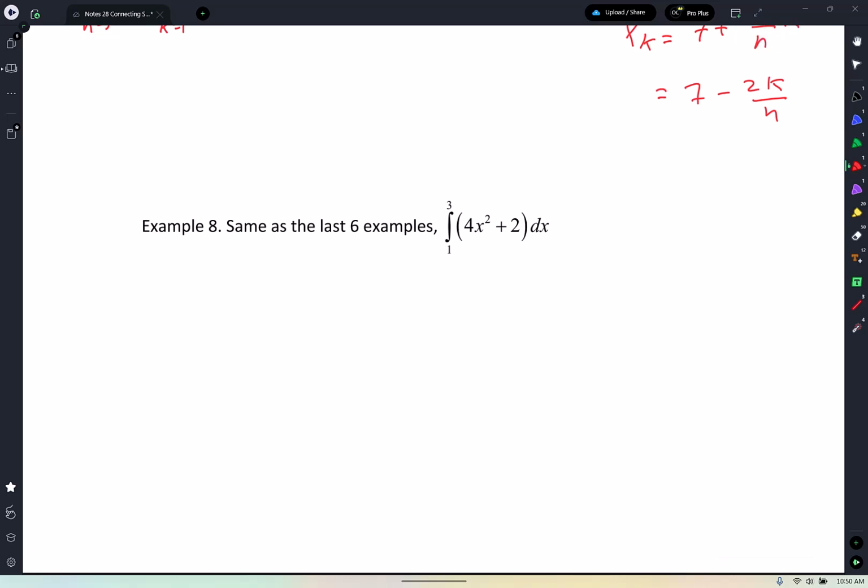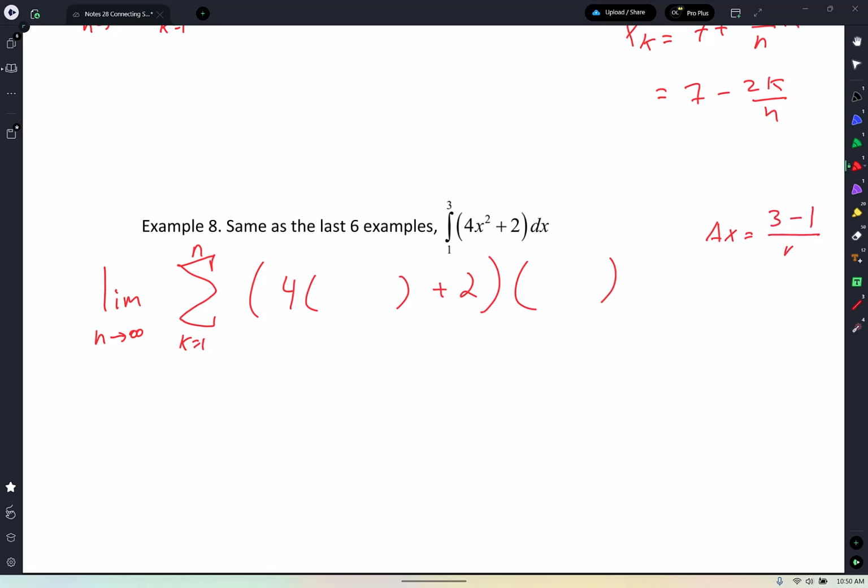Perhaps. All right, limit as n approaches infinity, sigma from k equals 1 all the way to n. Giant parenthesis, 4 little parenthesis. I'm going to write something inside that little parenthesis. Plus 2, close it. That's your f of x. That's your height. Times your delta x. So I'm going to go to the side. And I'm going to write delta x equals upper minus lower. 3 minus 1 divided by a number of rectangles.